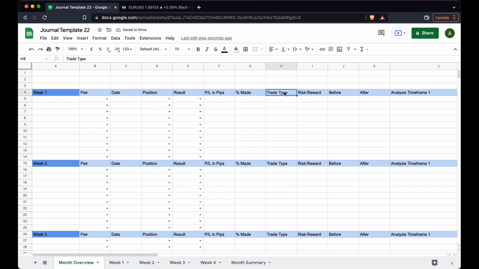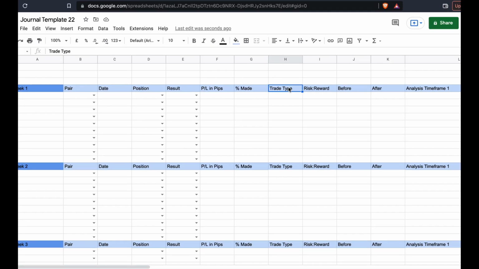Now trade type. This is going to be different for you as a trader. I have 4 different types of trades that I take. They form part of my strategy, and each of them are their own systems. I should actually have a pop down like I have for these ones here, but I just haven't got around to doing that yet. That's what will go in this column. So for example, if it was a continuation trade, I'd write down continuation. If it was a reversal trade, I'll put down a reversal, for example. Risk reward.